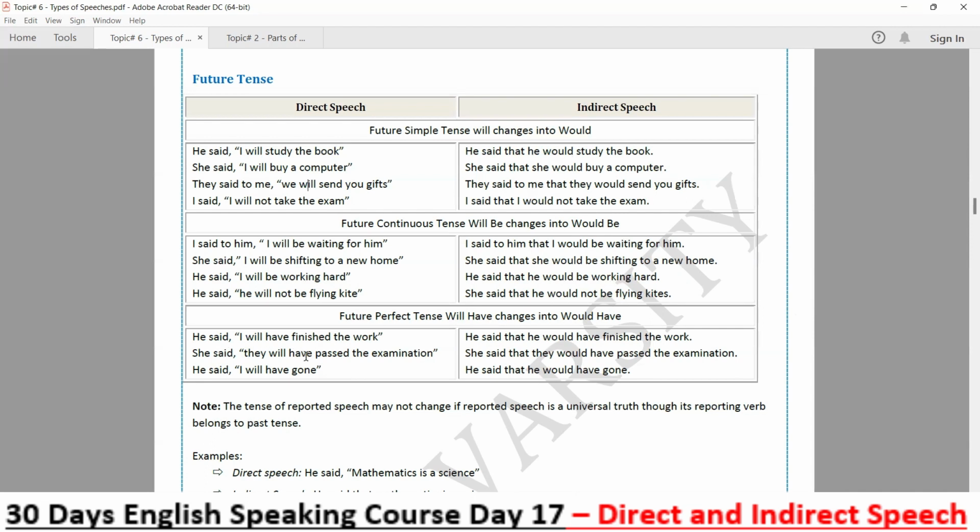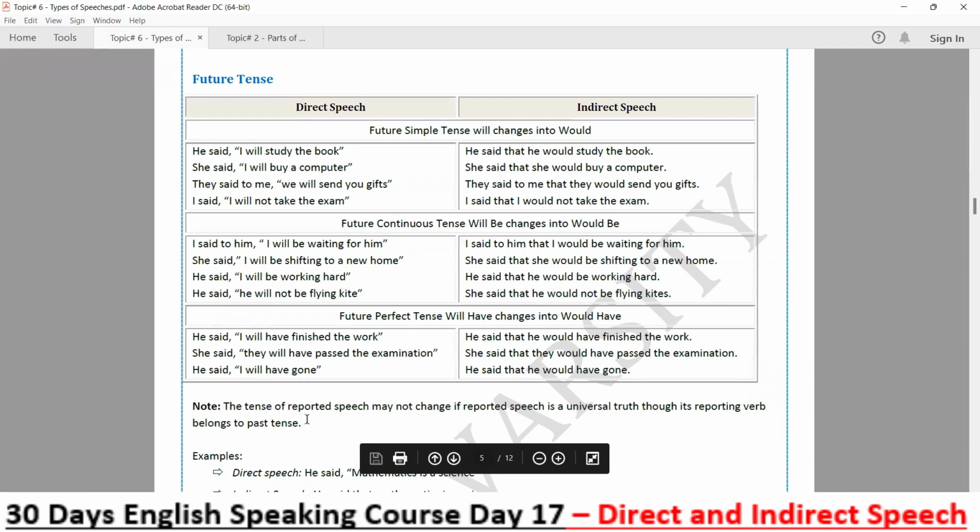Similarly, she said, "They will have passed the examination." She said that they would have, instead of will, would. She said that they would have passed the exam. The next sentence, he said, "I will have gone," is not a correct sentence. So in this way, you can change.